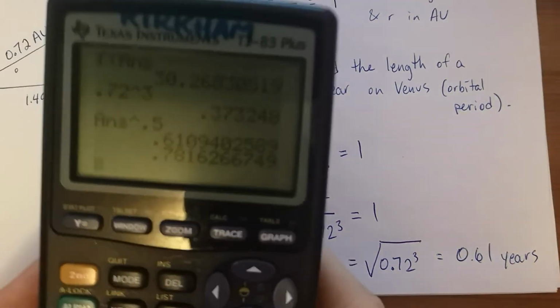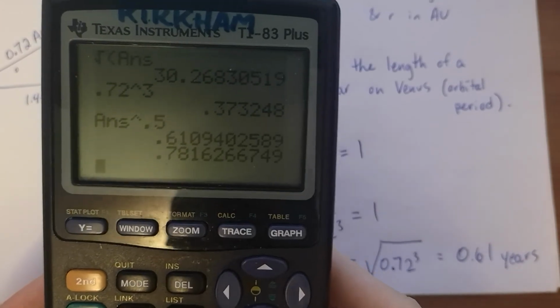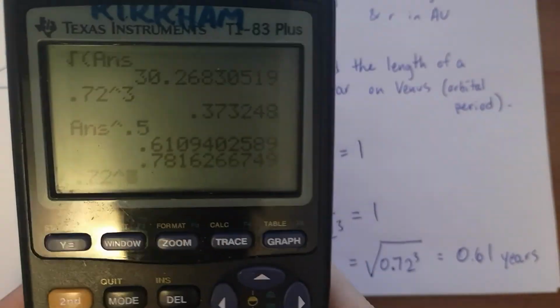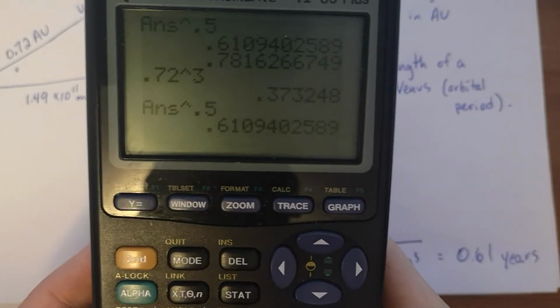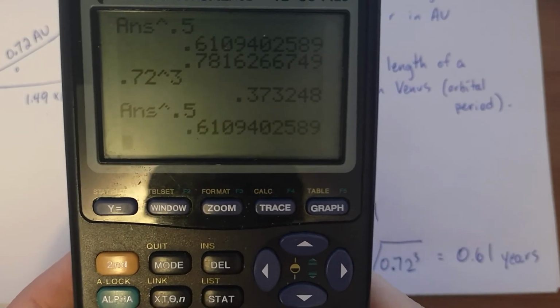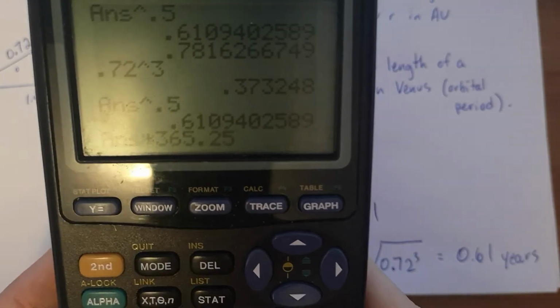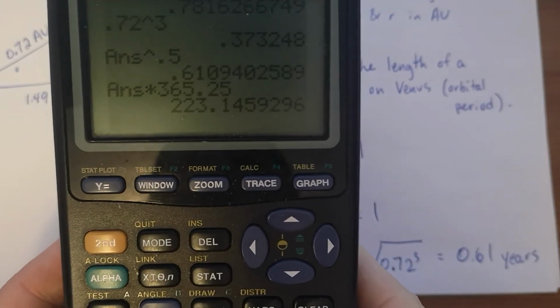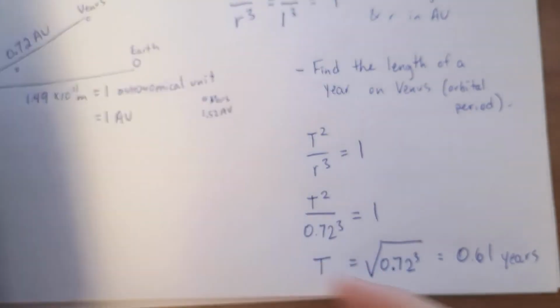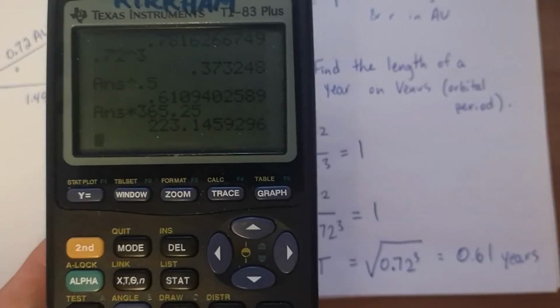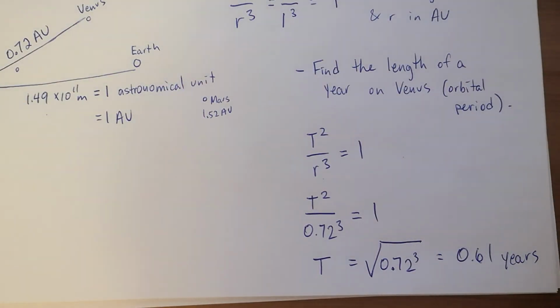So if you want to impress your friends, oops, something happened there. Let me get that back. Okay, so that's the number of Earth years Venus's orbital period is. If we multiply that by the days in a year, so Venus's year is about 223 days. That's cool.